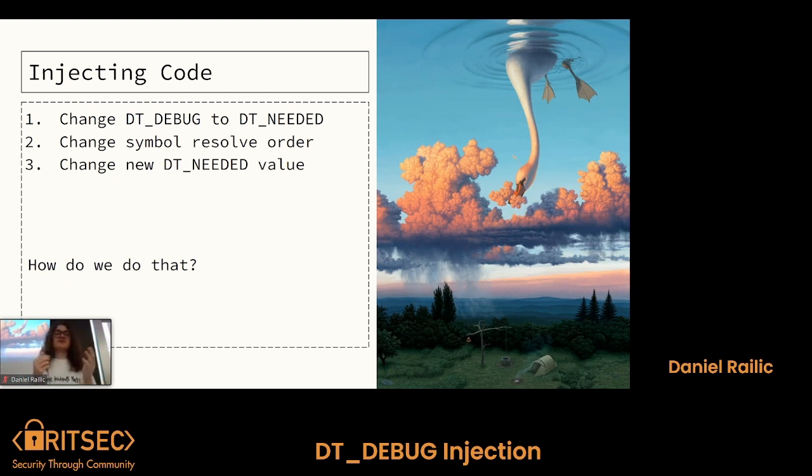And the thought process of, okay, how do we actually do that? There's a few things you have to do. So first you have to change the DT_DEBUG to DT_NEEDED, the d_tag value of that, right? Then you need to change the order the symbols are resolved in. Pretty much we're going to be coding something, and in order for that code to work, it has to be resolved first, so it says, okay, this is the one I'm going to use. So we need to make sure that our new DT_NEEDED tag is going to be resolved first. And then we need to change the d_val of our new DT_NEEDED tag to some offset in the string table that we can use to load our shared library. Right? So how do we do that?